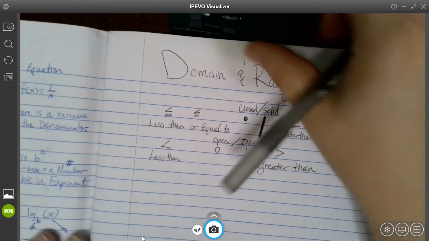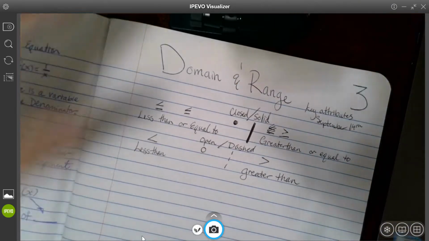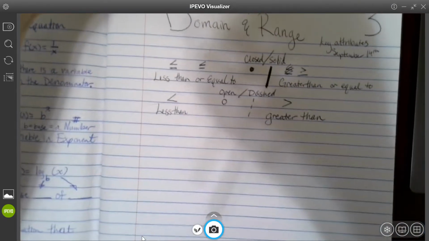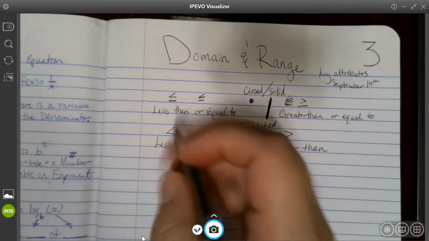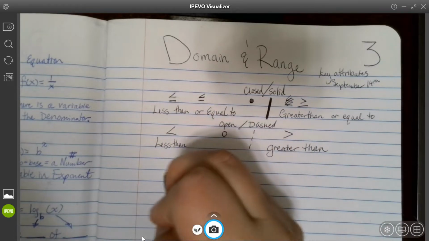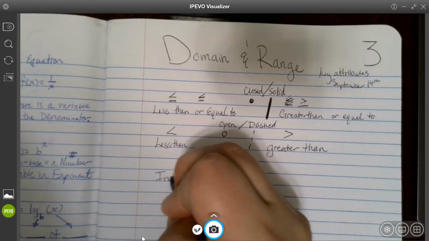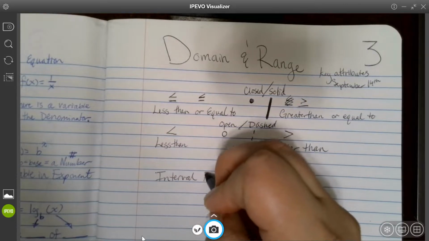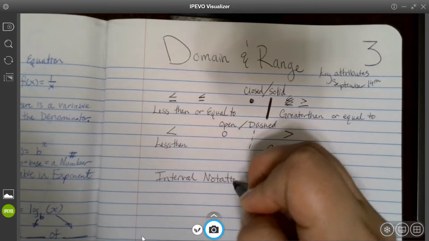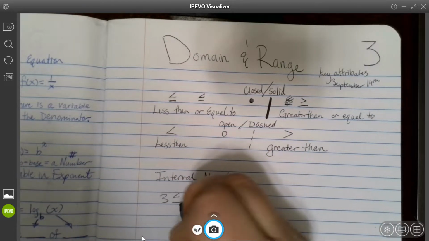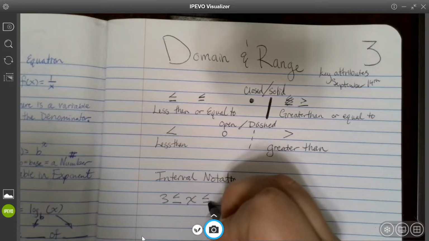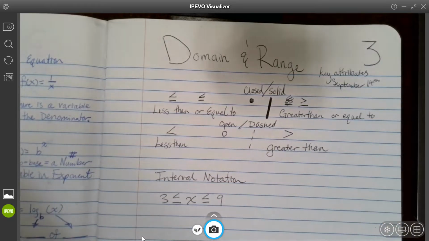Now this should all be review. I'm gonna give you the next level. So the next level is doing interval notation. This just means, let's say I had 3 less than or equal to X less than or equal to 9. That's gonna translate to an interval.